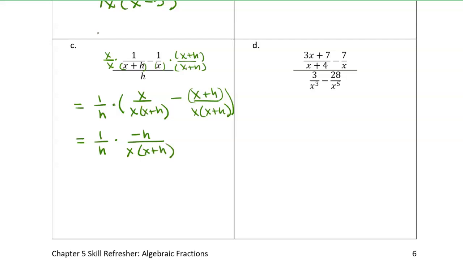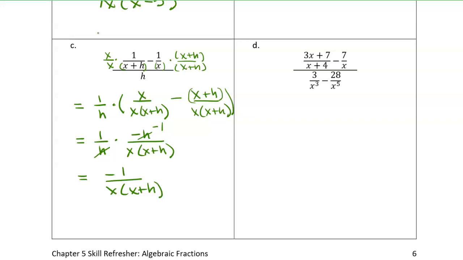All right, now I'm going to multiply these two together. Now notice I have a factor of h and a factor of minus h, so I can cancel those and it'll become a minus 1. That's it. That's all I can cancel there. So when I simplify this down, it becomes minus 1 over x times the quantity x plus h. Okay. Now I could expand that out and say x squared plus xh, but it's fine. We'll just leave it that way for now.